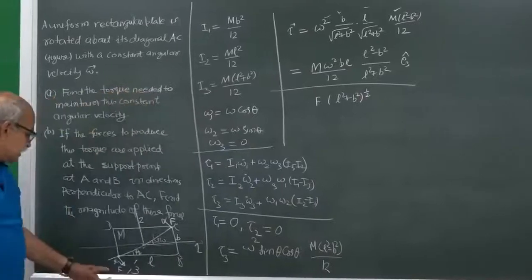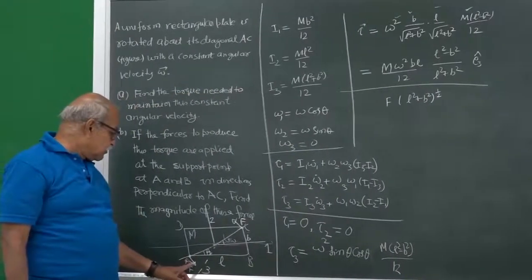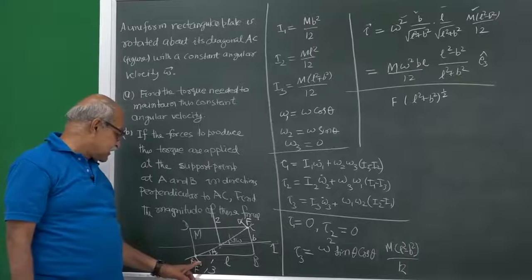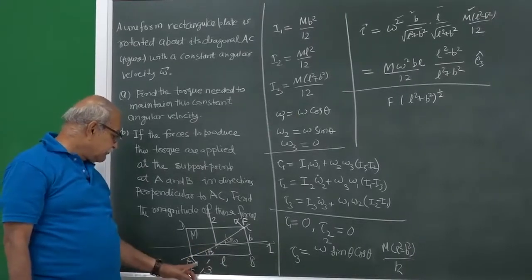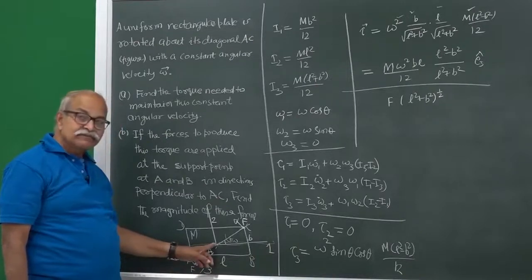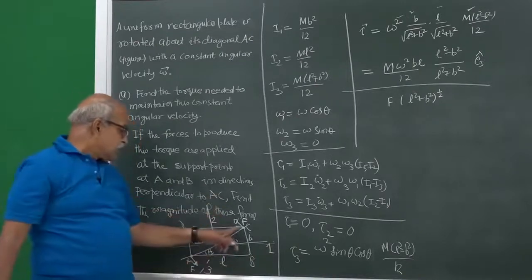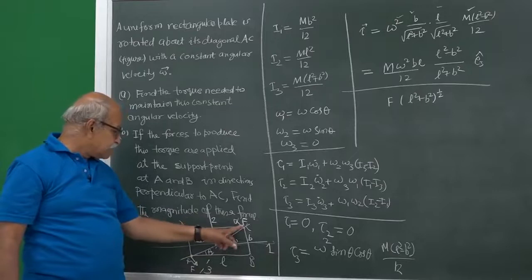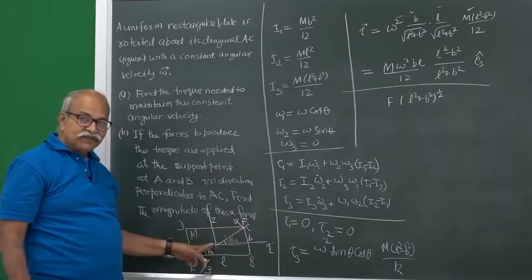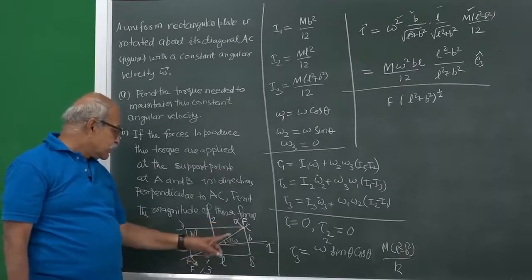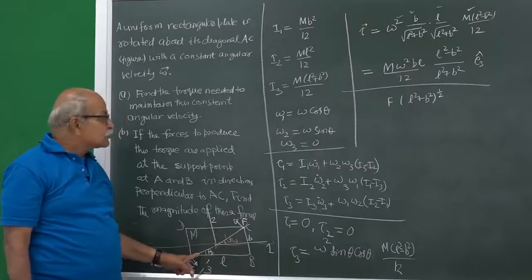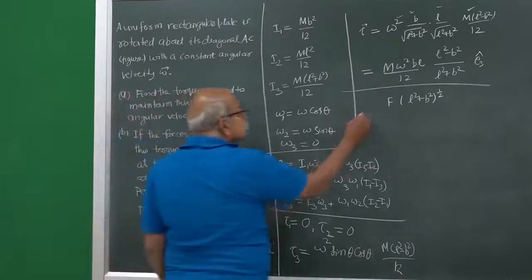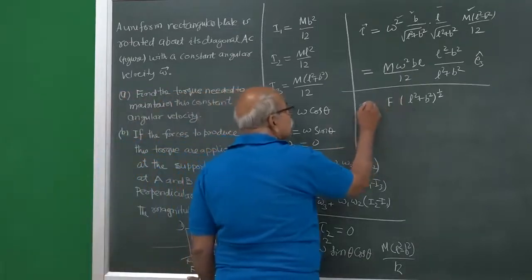Let us see once again. The torque of this F about this point: since it is already perpendicular, it is F multiplied by this length, and here the same thing, F multiplied by this length. Therefore, F multiplied by double this length, that means the whole diagonal, which is the square root of L square plus B square. So, this should be the torque.